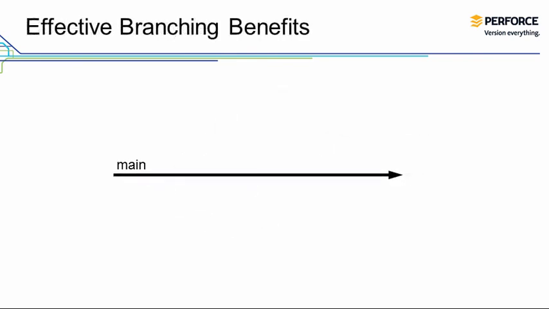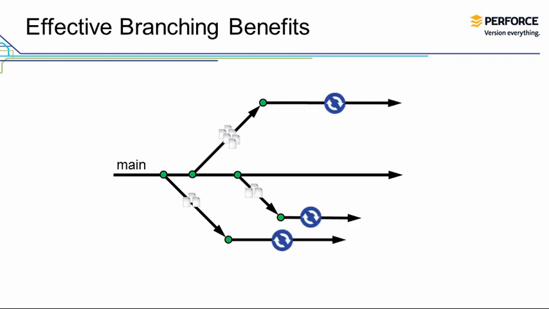Effective branching helps facilitate parallel development efforts in which work on new product features, bug fixes, and revisions takes place across multiple branches simultaneously. When developing in parallel across multiple branches, changes made in child branches can be merged into the parent when the work being done in the branch has been completed or is ready for more exhaustive testing.